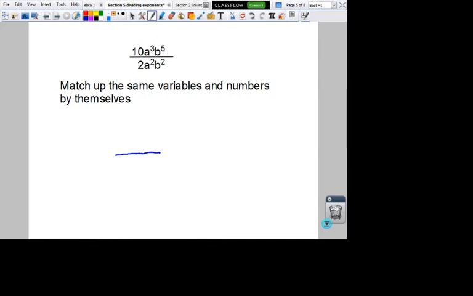Alright, so what we're gonna do is match up the same variables like before. So I'm gonna match up A to A, B to B. A to the 3rd, a squared. Okay.